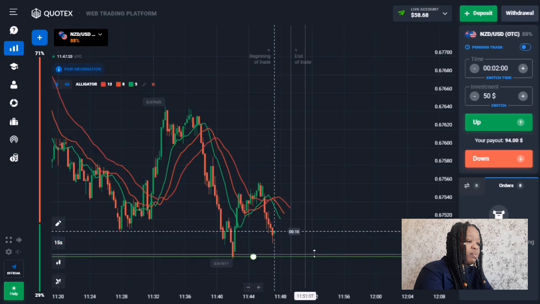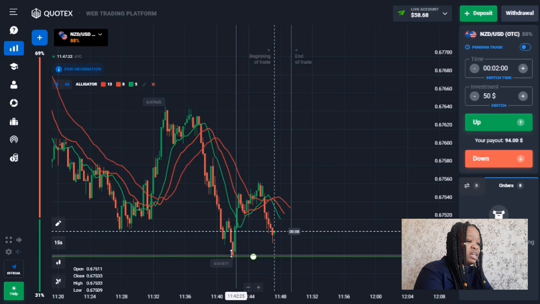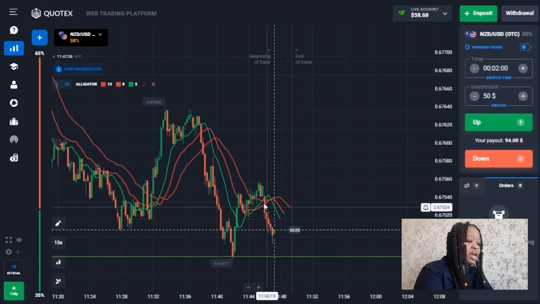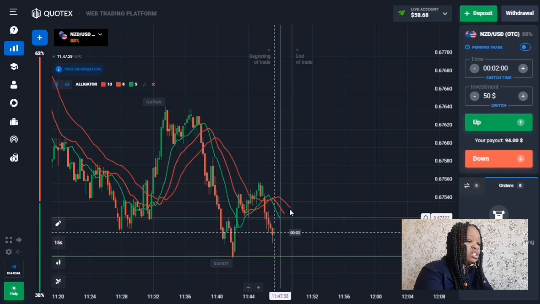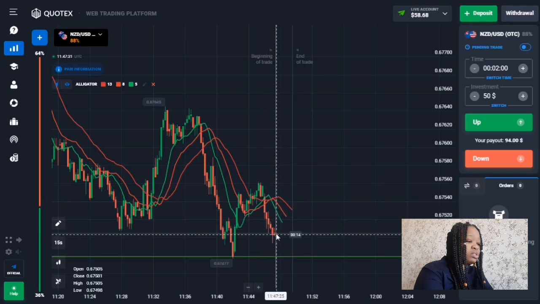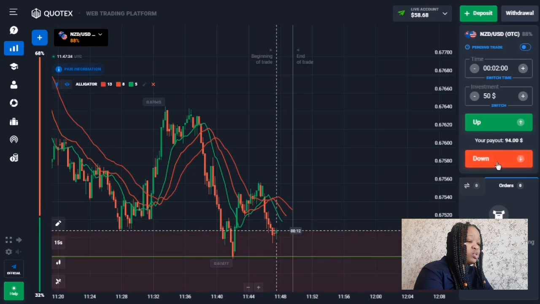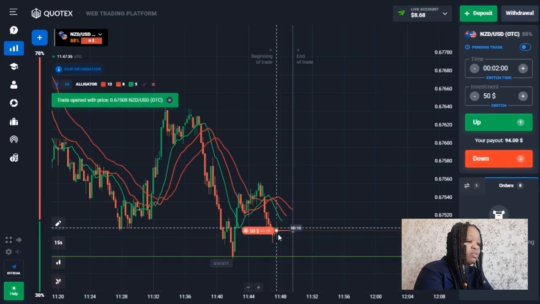So this is the level of support. The price has hit this level, then rolled back up, and after this it is moving down. And looking at the indicator, it signals movement down. So I opened the down trade for 2 minutes and I'll wait for the results of this trade.